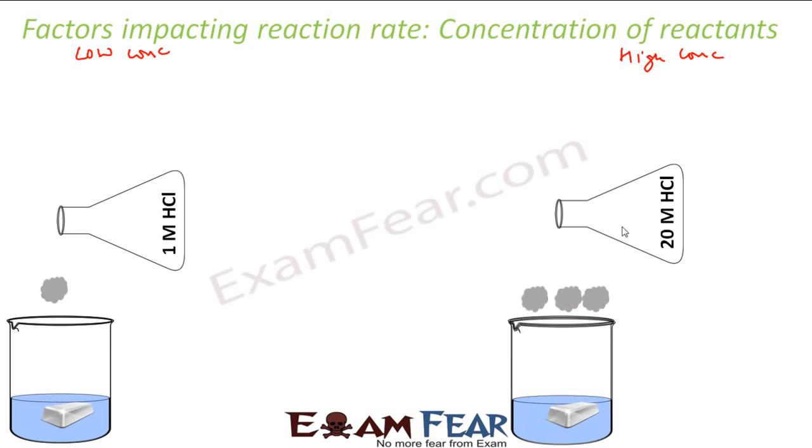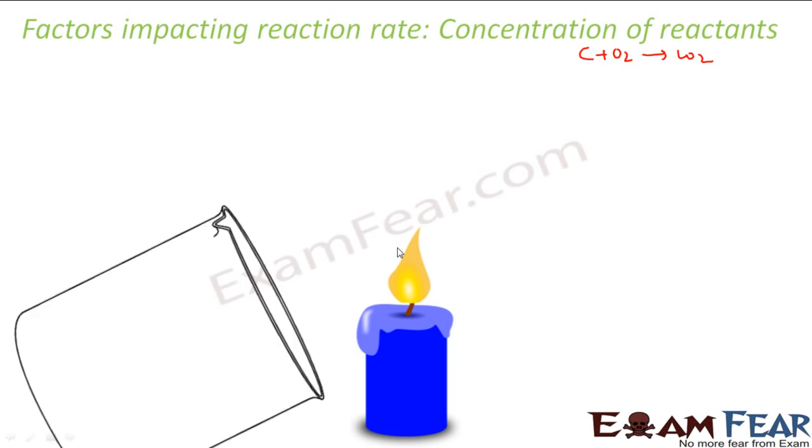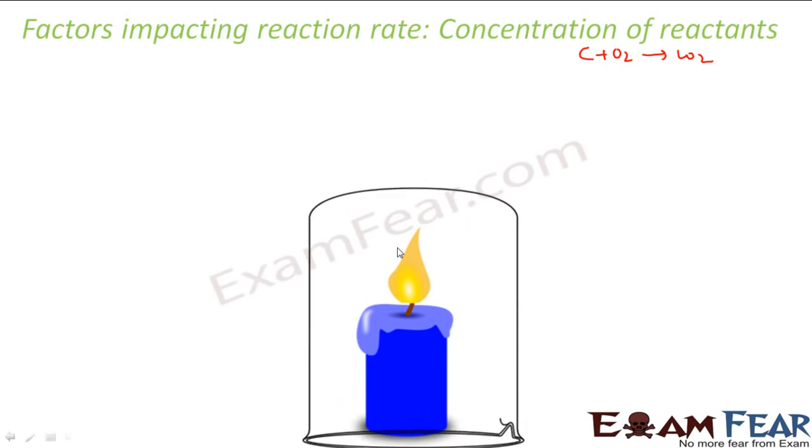Less concentration, high concentration. One more good example can be a candle. The carbon actually burns in the presence of oxygen to give carbon dioxide. Now oxygen comes from air. If you cover the candle with a beaker, the oxygen is limited. After some time, the oxygen will get exhausted, and the concentration of oxygen will go down. The flame will start diminishing, and finally it will go off.